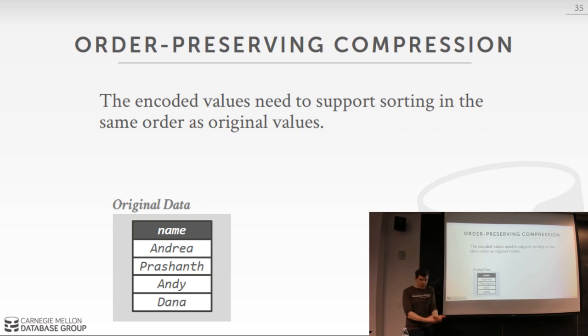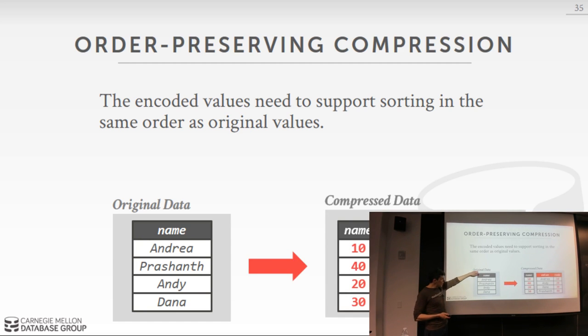The key property from the paper you read that we want to maintain is that our compression scheme is order preserving. That means the values have their own lexicographical ordering in their uncompressed form, and we want the compressed form to follow that same ordering, the same sorting scheme. So if I have a tuple here, Andrea, Prashant, Andy, and Dana, the dictionary codes I generate for these values need to have the same ordering.